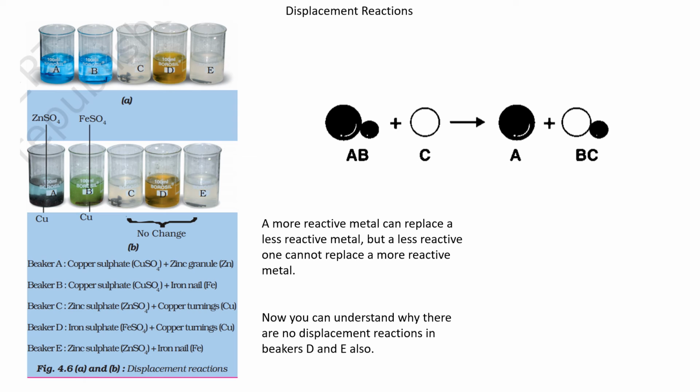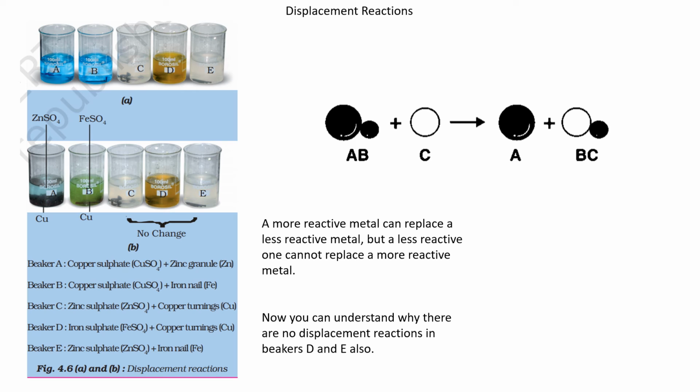In the third beaker, in zinc sulfate, they have added copper, and in the fourth, in iron, they have added copper again, and in beaker E with zinc sulfate, they have added an iron nail. So when they left it for a few minutes, they found the discoloration. So you can see that beaker A and beaker B got discolored.